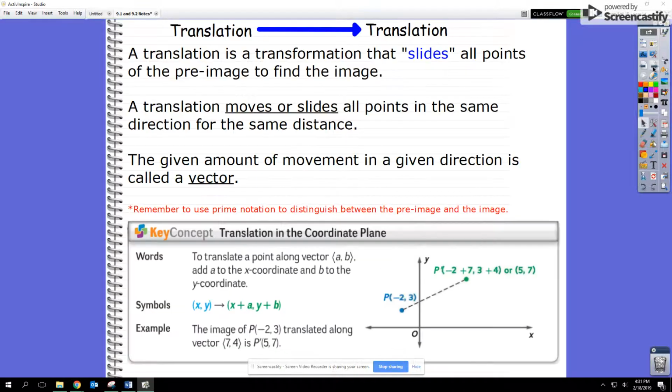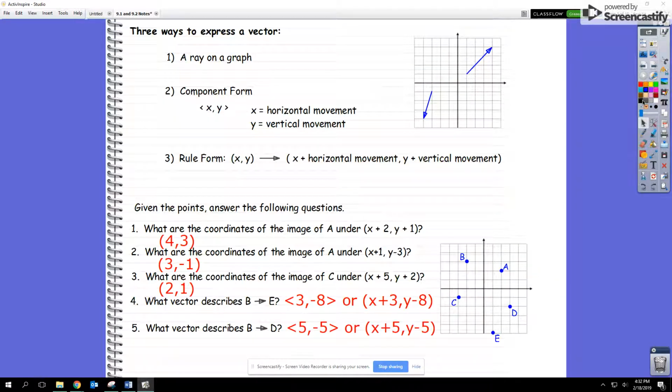Now, when we get to today's lesson on the translation, all that is, is a slide or a movement. You're just taking all of the points and you're moving them in the same direction for the exact same distance. Now, that distance and direction is what is called a vector. And so when we go to the next page, I've got something here. I'm just going to box it for you.